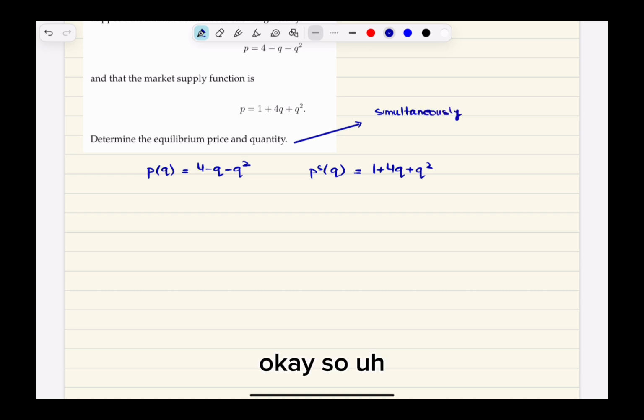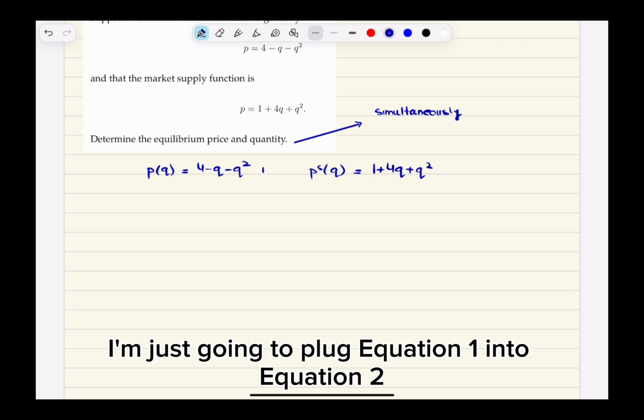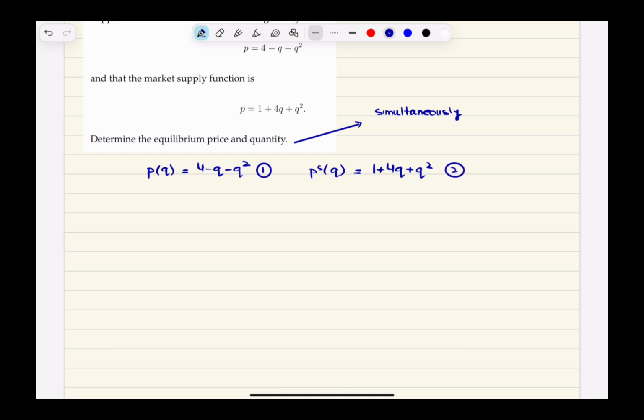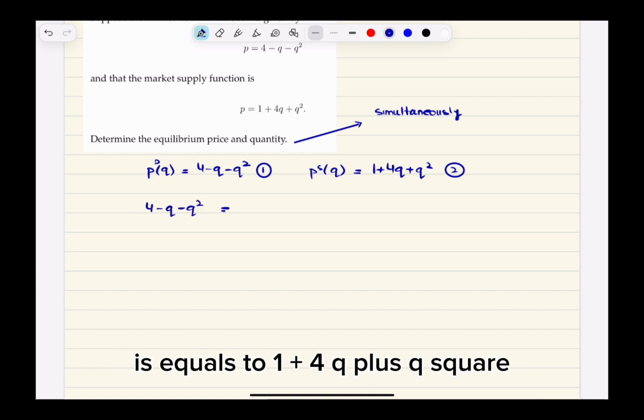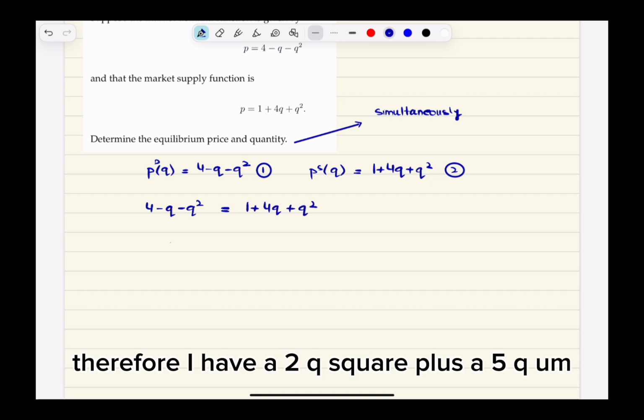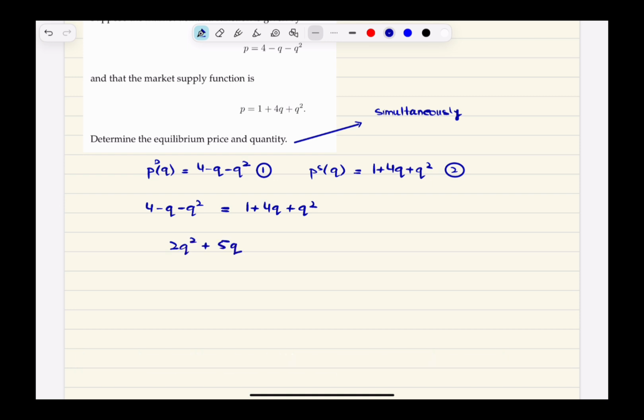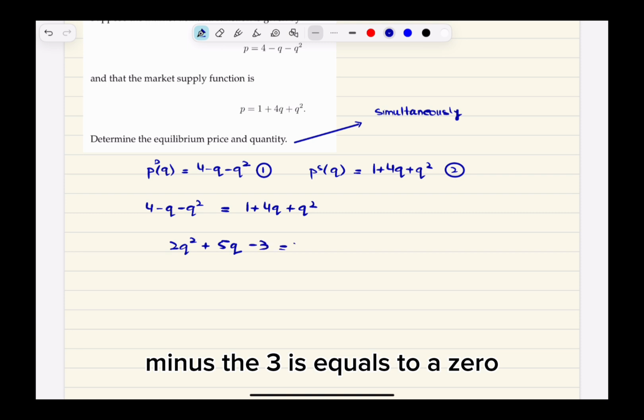Okay, so I'm just going to plug equation 1 into equation 2 to obtain 4 minus q square equals 1 plus 4q plus q square. Therefore, I have 2q square plus 5q minus 3 equals 0.